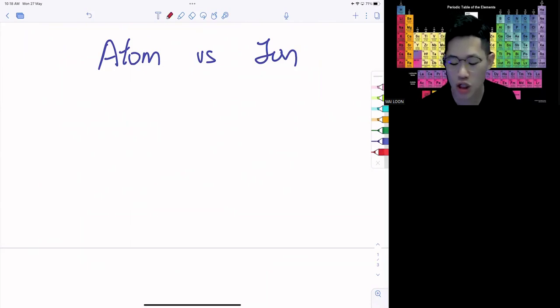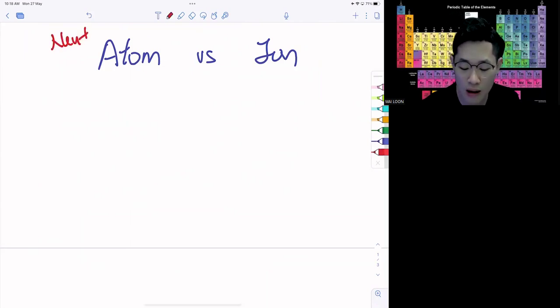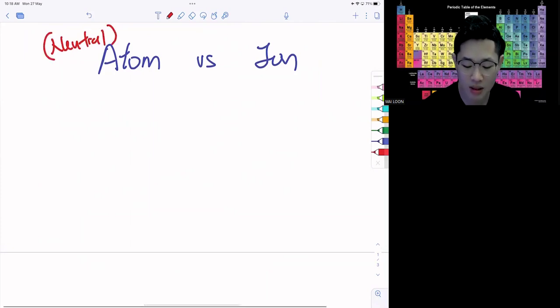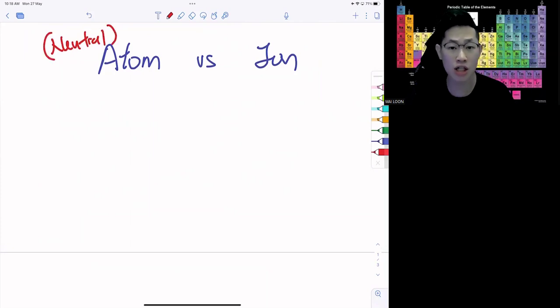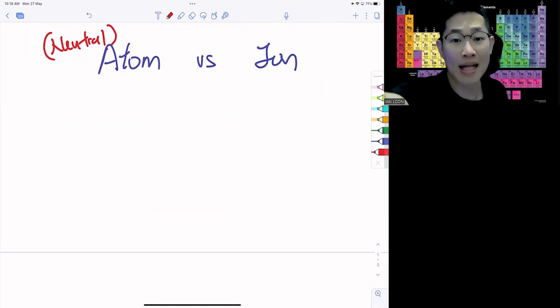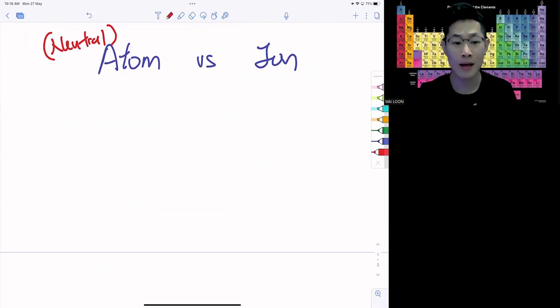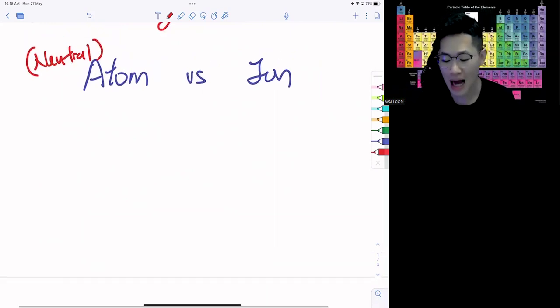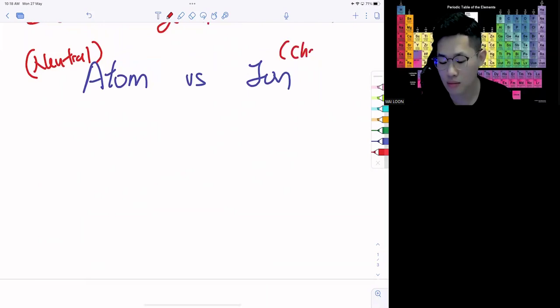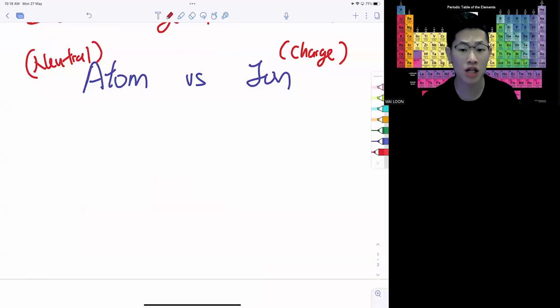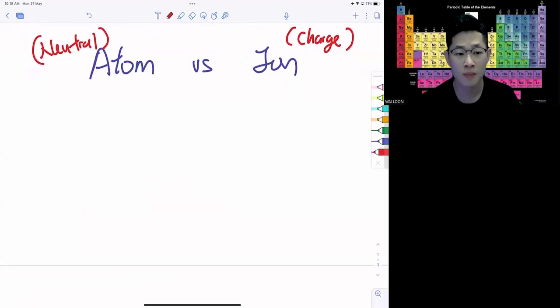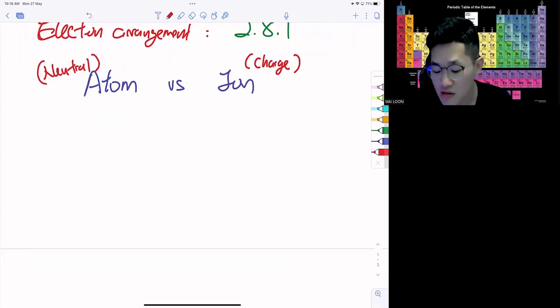An atom is a neutral particle. That means it doesn't come with any charge, no charge. But an ion comes with charges. It can be a positive charge ion, it can be a negative charge ion. It comes with charges.